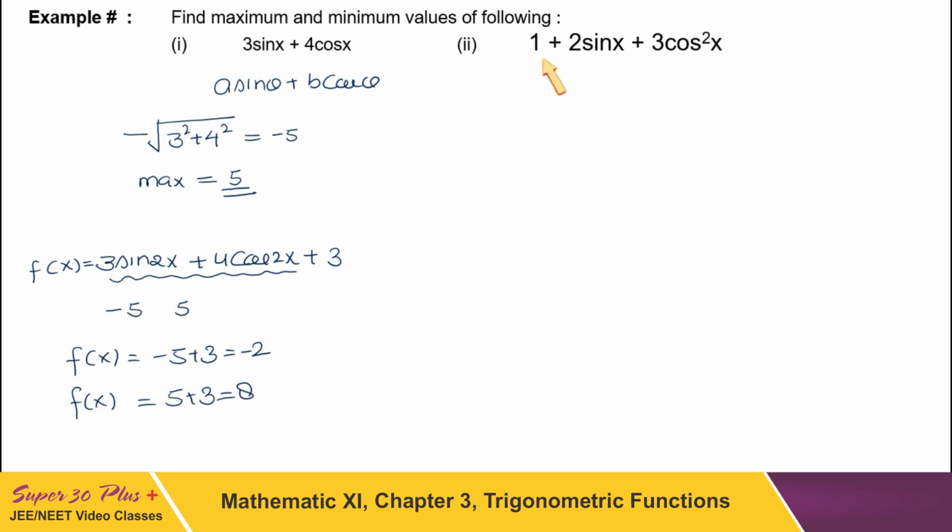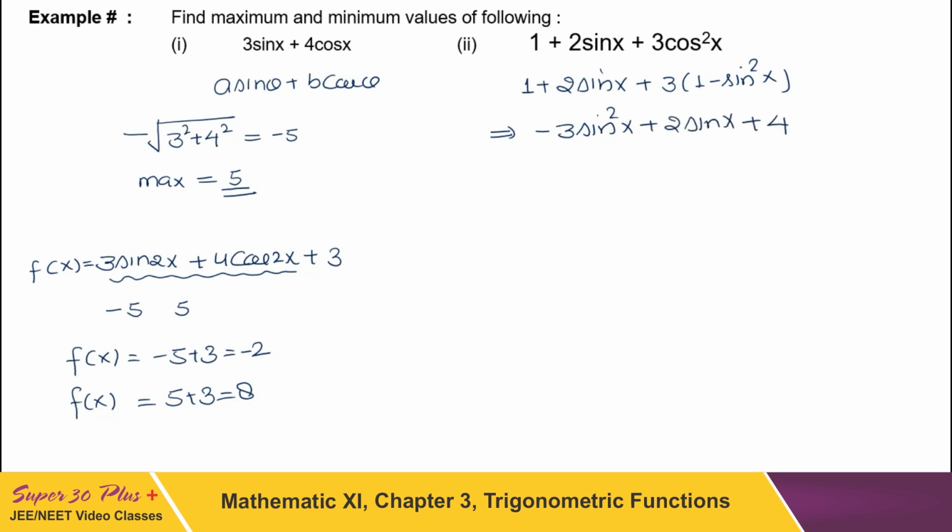You have to find the maximum and minimum value of 1 plus 2 sin x plus 3 cos square x. First of all, we want to convert this expression into sin x. Cos square x can be written as 1 minus sin square x. After simplification, it is converted into minus 3 sin square x plus 2 sin x plus 4.